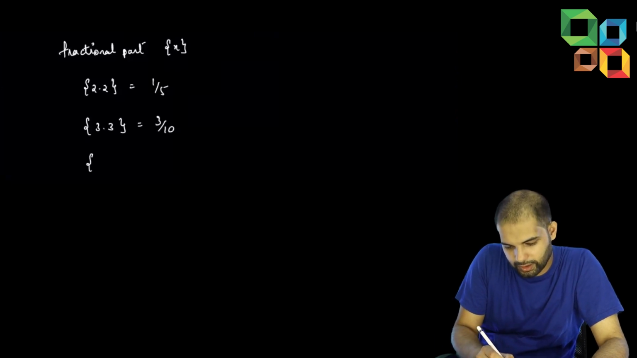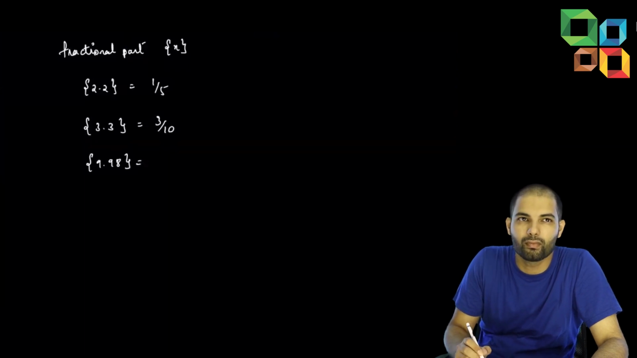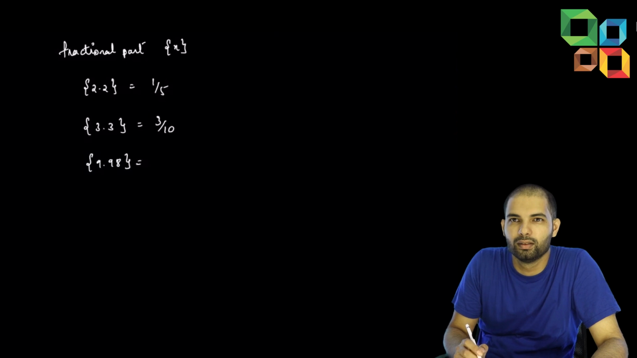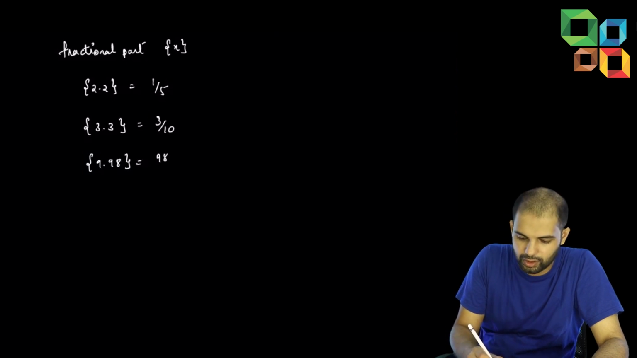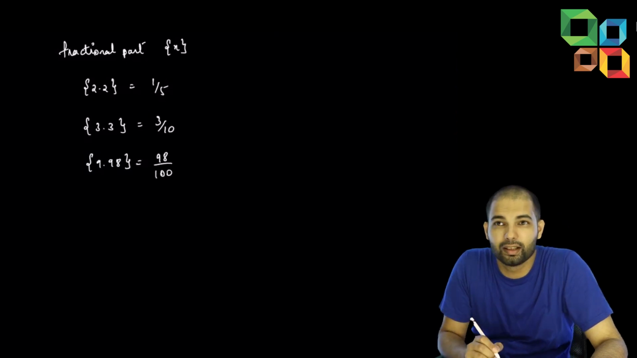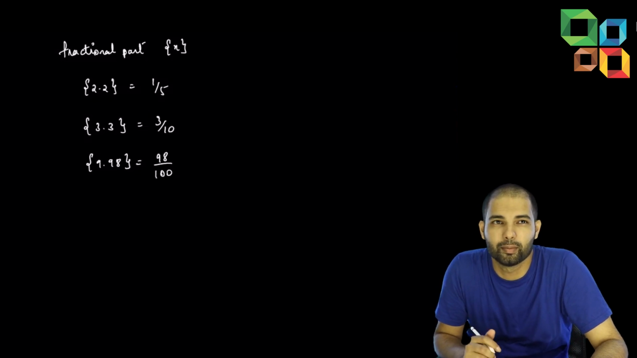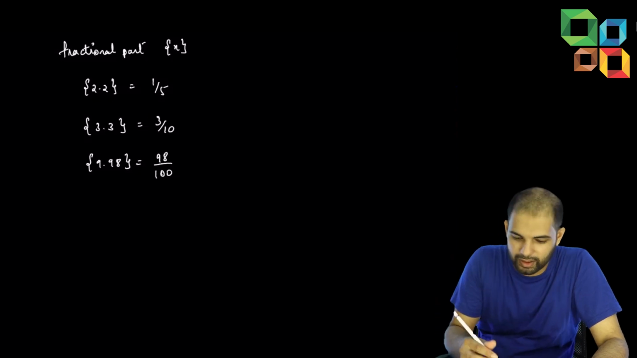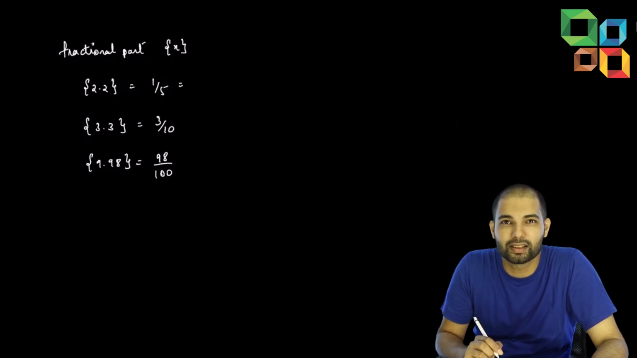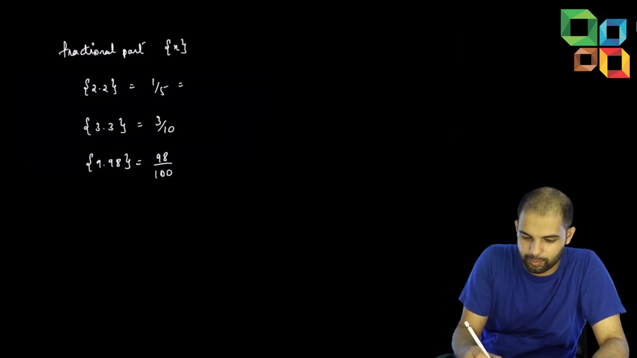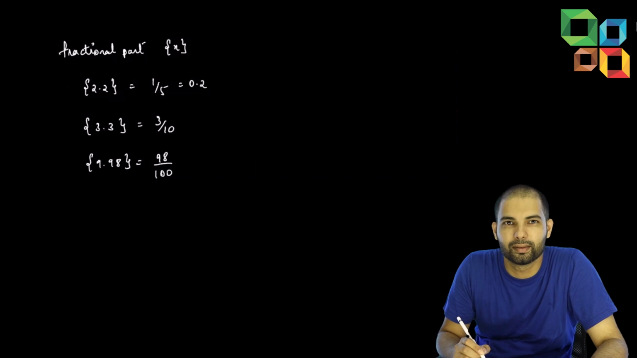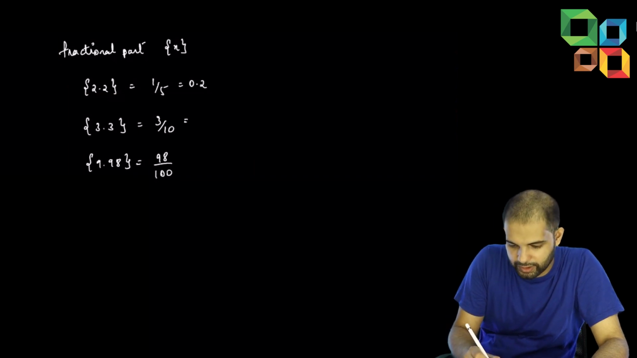What about say 9.98? 98 by 100, or 49 by 50. Yeah, you are just simplifying the same. So we need not always write it in fractions. Even though the name is fractional part, I get why you are forced to write it as fractions. But this is the same as 0.2, correct? It doesn't matter. Even this is say 0.3 and this is 0.98.